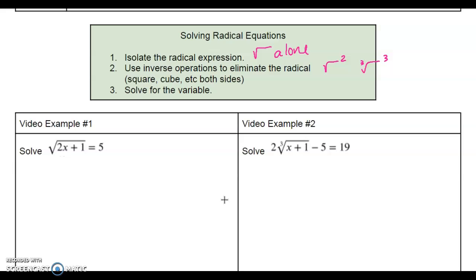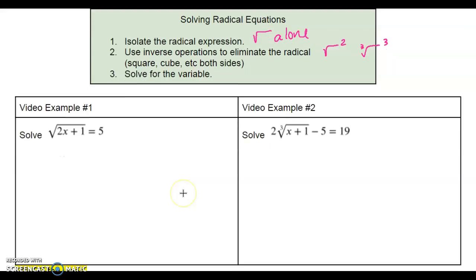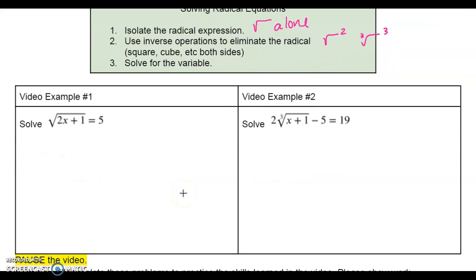So let's look at, I've got 2 different types. Let's look at example number 1. Well, first of all, it's a square root. So what you notice is this is all inside, which is fine, and there's nothing on the outside, okay? So step number 1 is done. That root is all by itself. So that means we're ready for step 2.